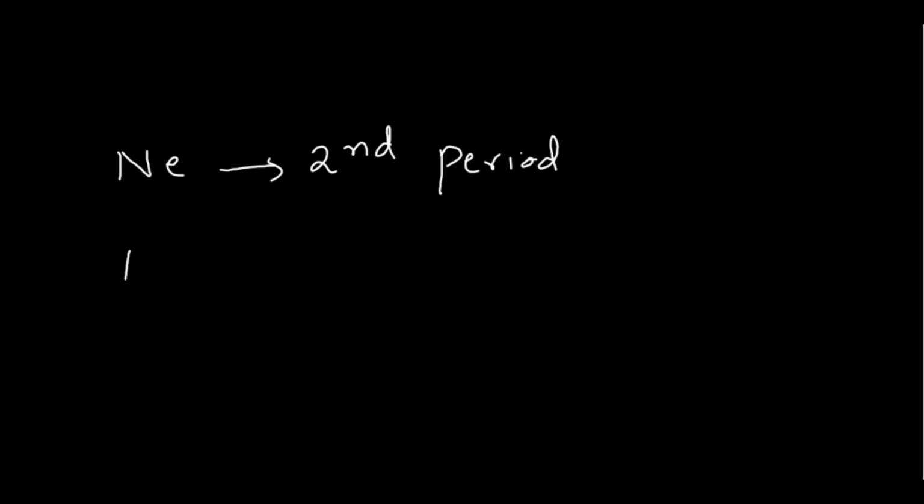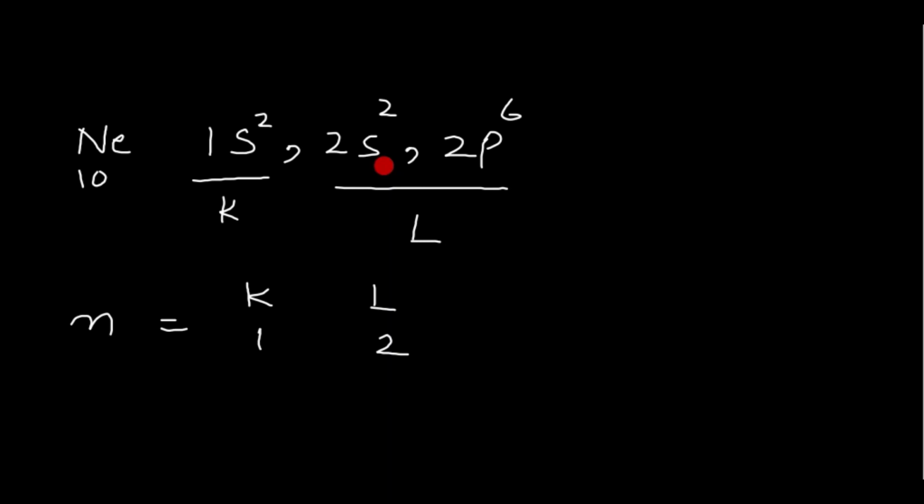Now we will identify the group of neon. We will see how many total electrons are present in the valence shell of neon. See here, L is the valence shell for neon. The total electrons which are present in the valence shell, 2 plus 6, is equal to 8. It means there are 8 electrons in the valence shell of neon. So neon must belong to group 8A of the periodic table. So what is the group of neon? Its group is group 8A.